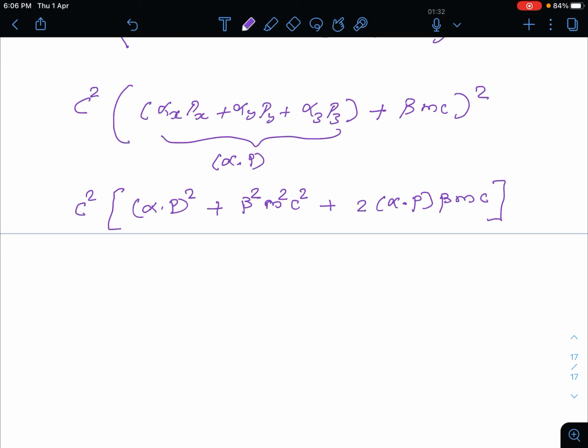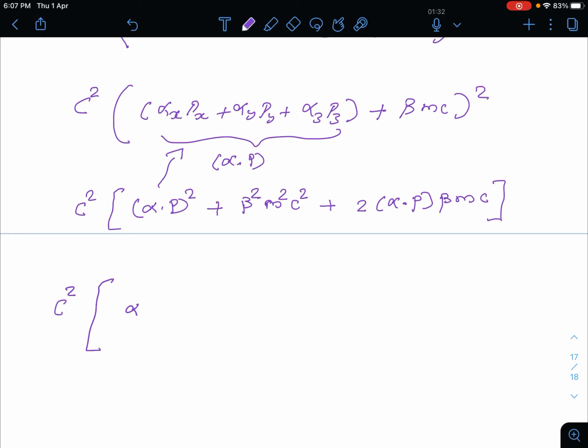Now I have to square this. This is alpha dot p, and this is alpha dot p. So let's square it: c square into (alpha x px plus alpha y py plus alpha z pz) whole square. The square of a plus b plus c whole square is simply a square plus b square plus c square plus 2ab plus 2bc plus 2ca. Since this is quantum mechanical, I am writing 2ab as ab plus ba. The order is also very important. Don't worry about that.